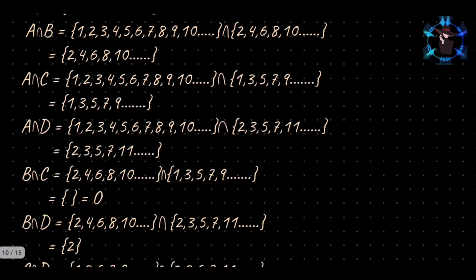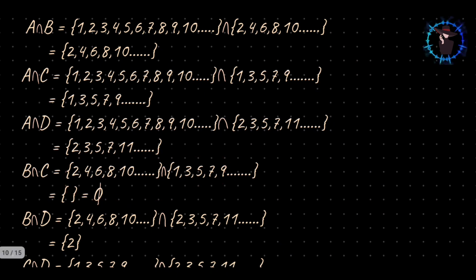Now, B intersecting C. What's B here? Even. What's C here? Odd. Is there anything common? No one is intersecting. We got evens here and odds here. So, we found a null set. We got a null set here as nothing is intersecting.